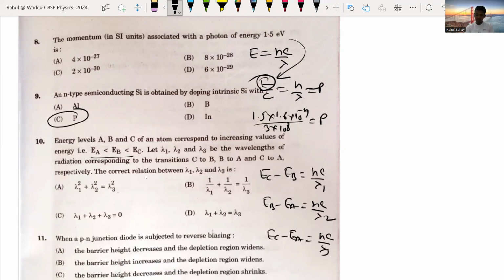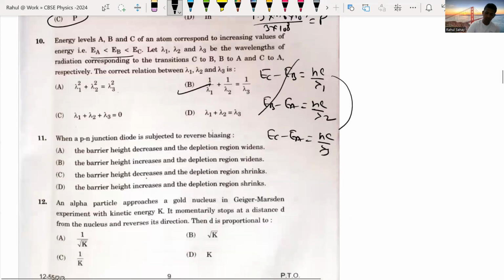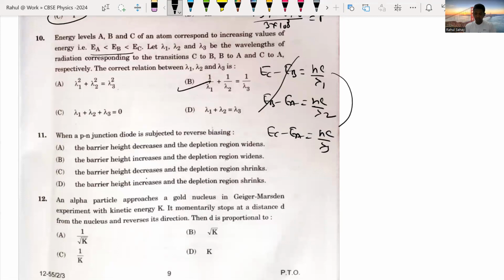So the correct direction, if you add these two, EC minus EA, the equation will get what? 1 by lambda 1 plus lambda 2. When a PN junction diode is subject to reverse bias, the depletion region will widen, and the barrier height also will increase. So the depletion region will widen, barrier height also increases.